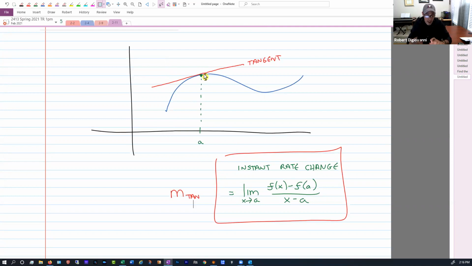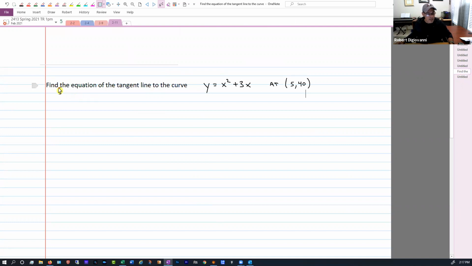Now, if we establish that, then doing this problem, saying find the equation of the tangent line, to make it easier, let's just change it to find the slope, and then we'll do the other problem afterward. Just change this to find the slope of the tangent line to this curve. So in order to find the slope of this tangent line, we just have to use the formula. The slope of the tangent line should be the limit as x approaches a of f(x) minus f(a) over x minus a.